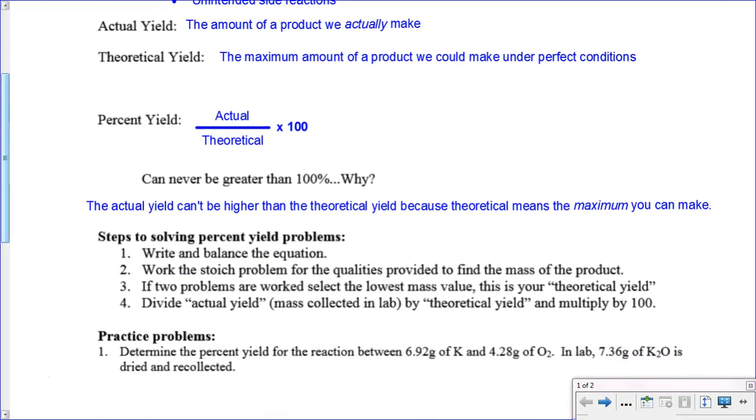To calculate the percent yield, we take the actual yield and we divide it by the theoretical yield and we multiply it by 100.